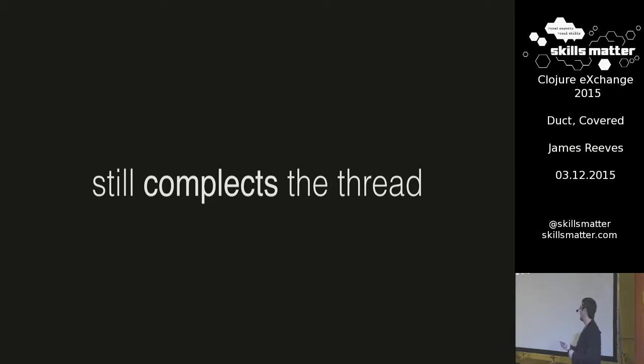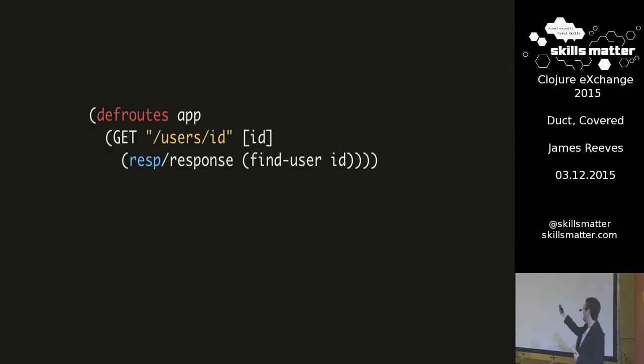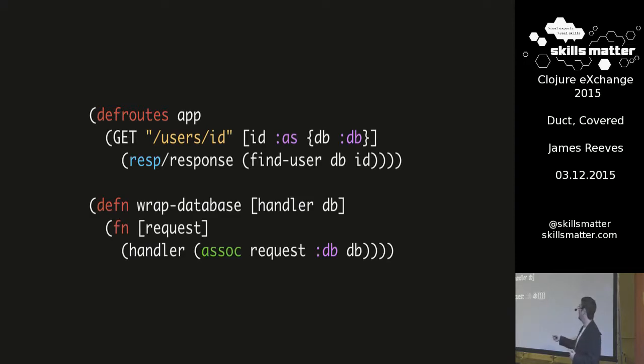The other way I've seen it done is to add the configuration to the request map. The way this works is we have the application here, and instead of just passing the parameter, we also pass in the database. So the database is kind of entwined with the request map. The way we do that is we have some middleware, and we associate the database with the request map, and then up here we can pull it out.